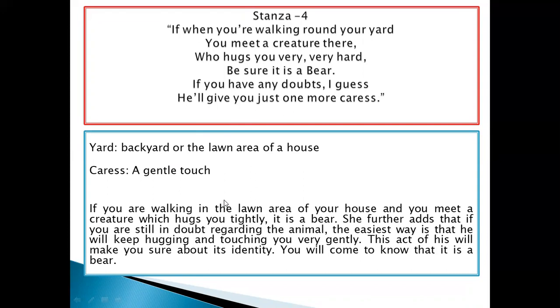Further, the poet says that if you are still in doubt regarding the animal, the easiest way is that he will keep hugging and touching you very gently. This act of his will make you sure about its identity. So you will come to know that it is a bear.